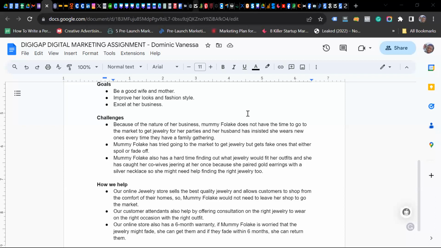Secondly, she offers consultation on the red jewelry, on the black, and on the others, which solves this problem.